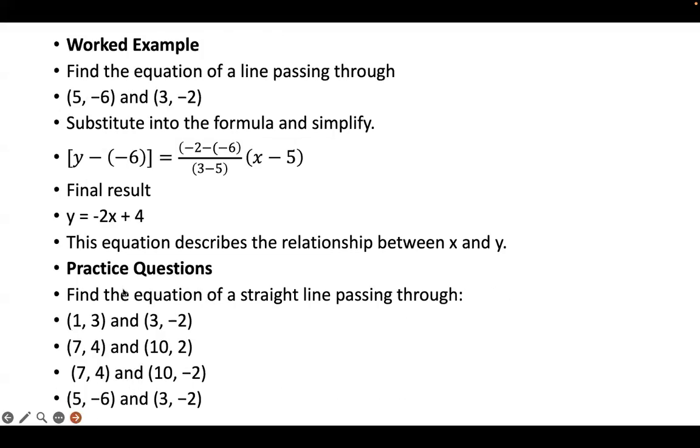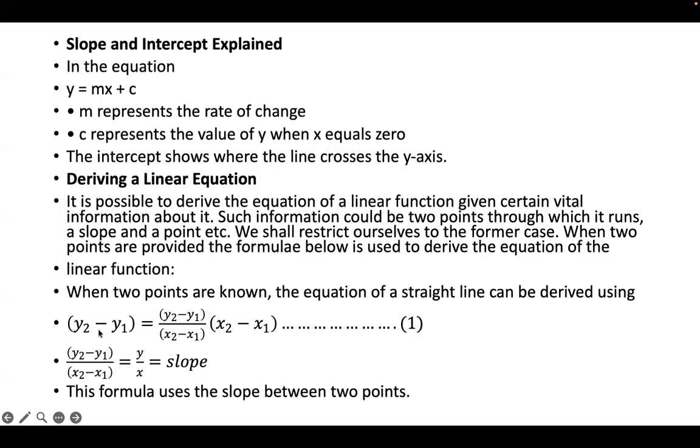So let's assume that we have two points. The equation of the line passes through the coordinates 5 and -6, then the coordinates 3 and -2. These are the coordinates: 5 and -6, and 3 and -2. Then we need to substitute these coordinates into the formula. And this is the formula.